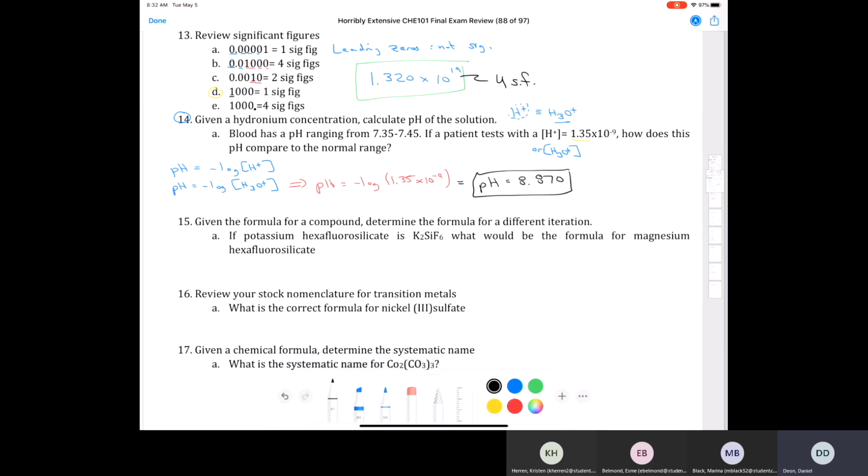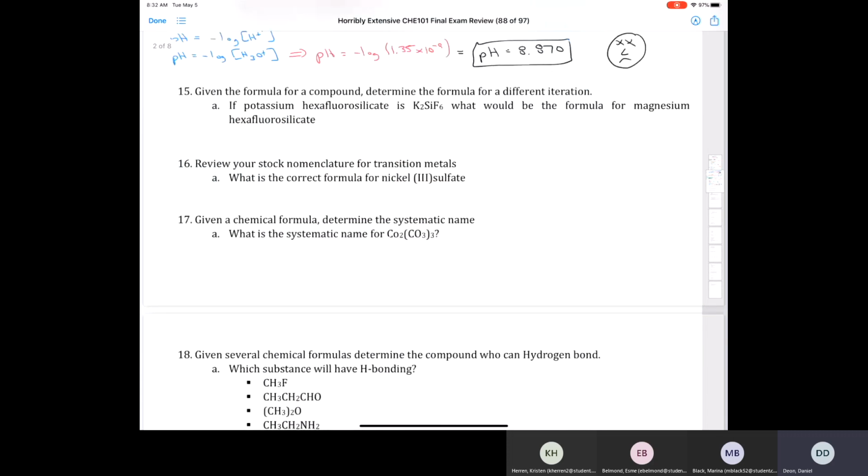So you can see this person's pH is pretty high, so I would say this person is going to look a little something like that. They're not feeling too hot. They're feeling a little too basic. That's way outside the range. They must have got poisoned or something.